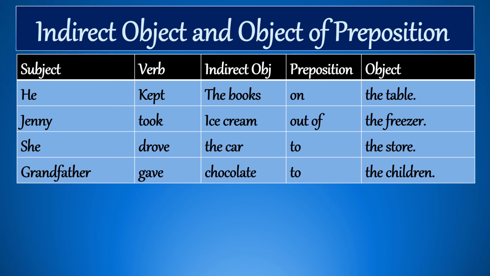She drove the car to the store. To the store is the object of the preposition to. Grandfather gave chocolate to the children. To whom? To the children.